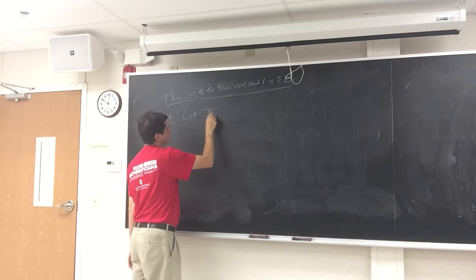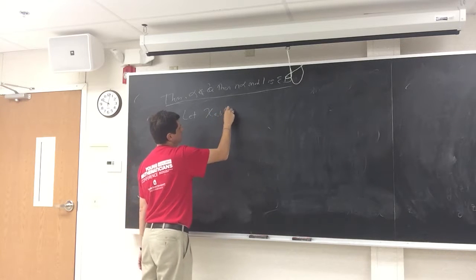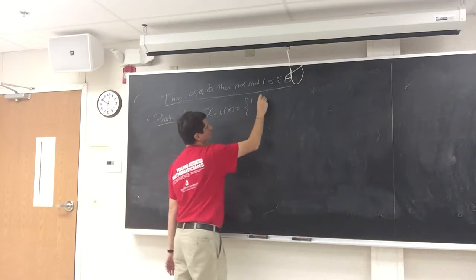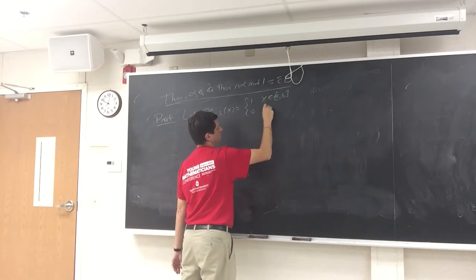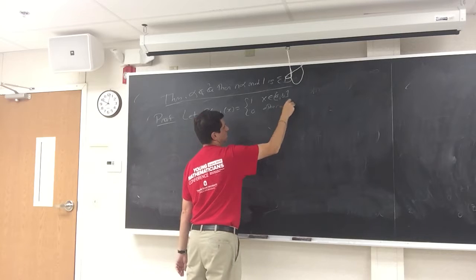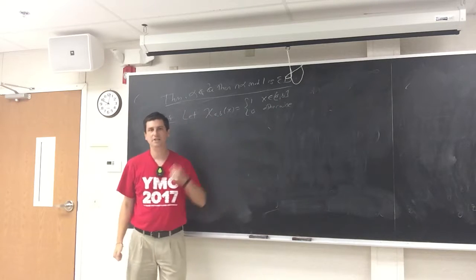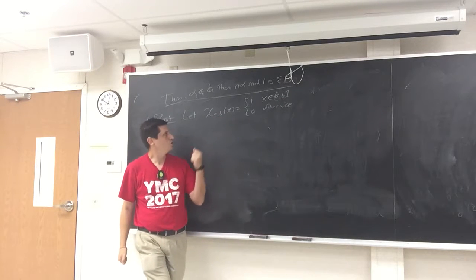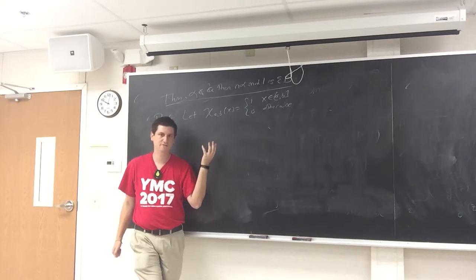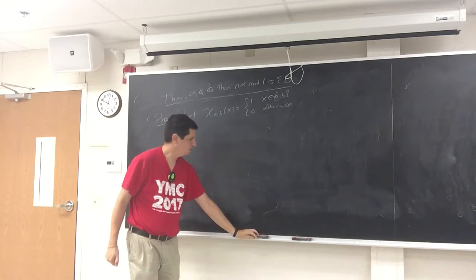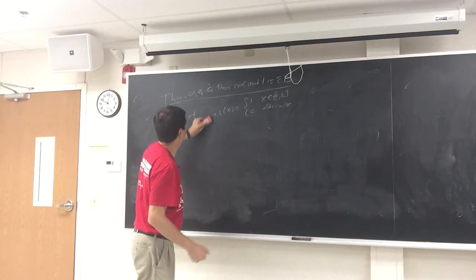Let chi_{a,b}(x) be 1 if x is in (a,b) and 0 otherwise. So we use this as an indicator function. Hopefully the chi's are easy enough to distinguish from the x's. If people want, I can use I for indicator. Do people have a preference for letter? I. OK. So let's do I.